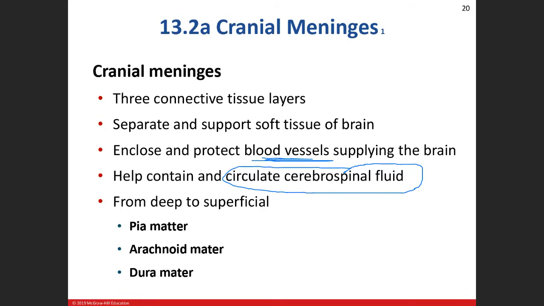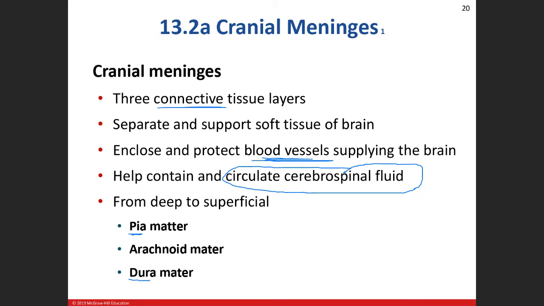So our cranial meninges have three layers. The deepest layer is the pia mater. This should be one T, by the way; it's misspelled. It should be M-A-T-E-R, mater. Pia mater means soft mother. The middle layer is the arachnoid mater, spidery mother. And then dura, my favorite one, means hard mother, and that's the outermost layer. So dura is the outermost, arachnoid is the middle, and pia is the deepest layer of the meningeal layers. Again, it's connective tissue.